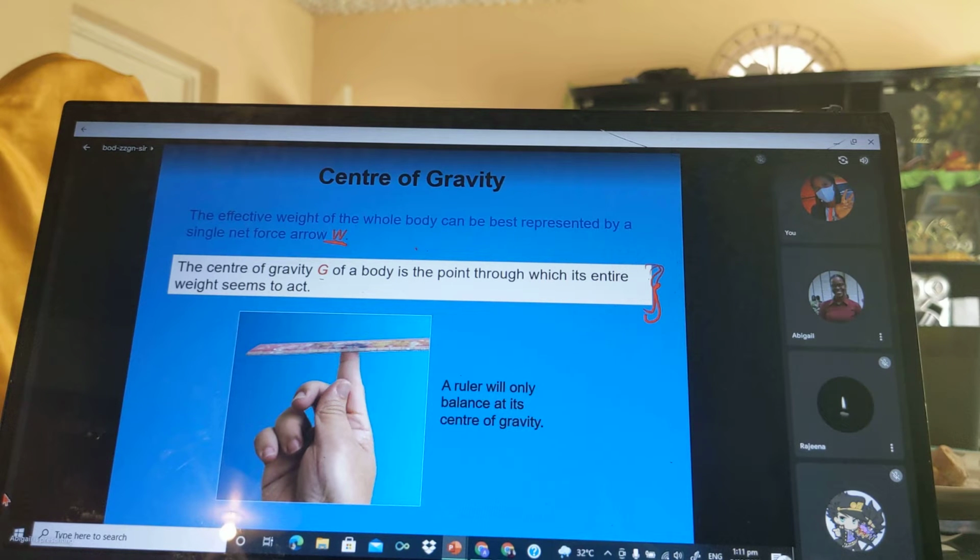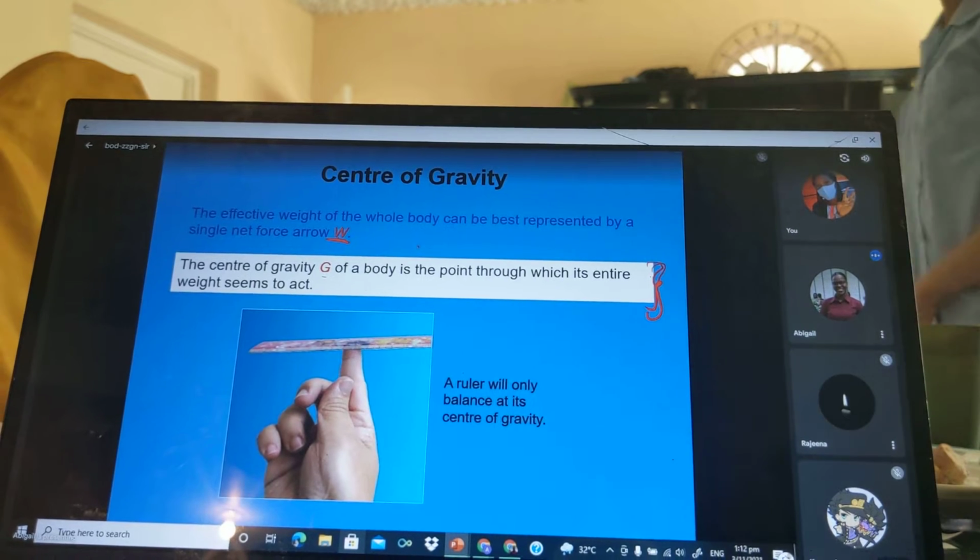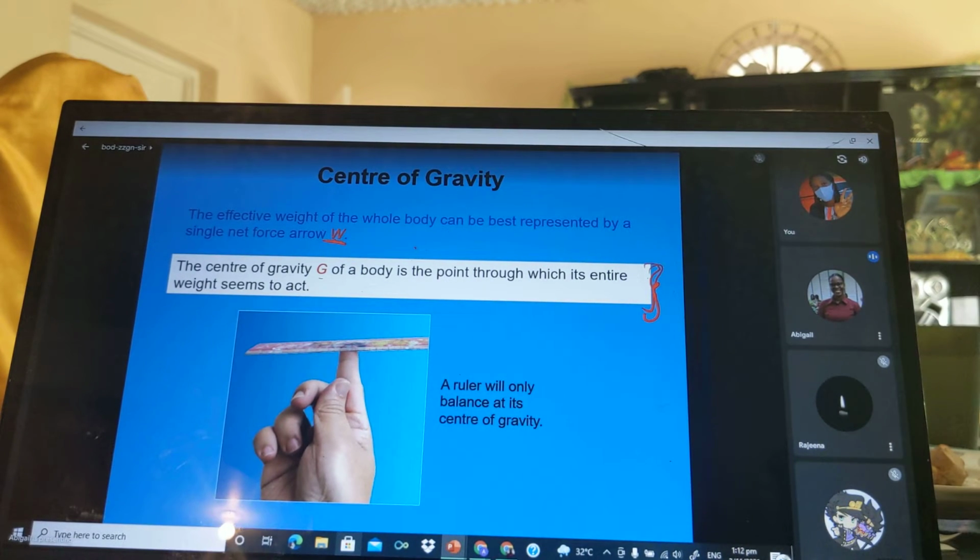For example, a ruler will only balance about its center of gravity. The center of gravity of a ruler or a straight object like that is generally about its geometric center. Most of our rulers are 30 centimeters long. If you take out your ruler and try to balance it about 10, just put it on your finger and leave it there and see if it falls. Did it fall?